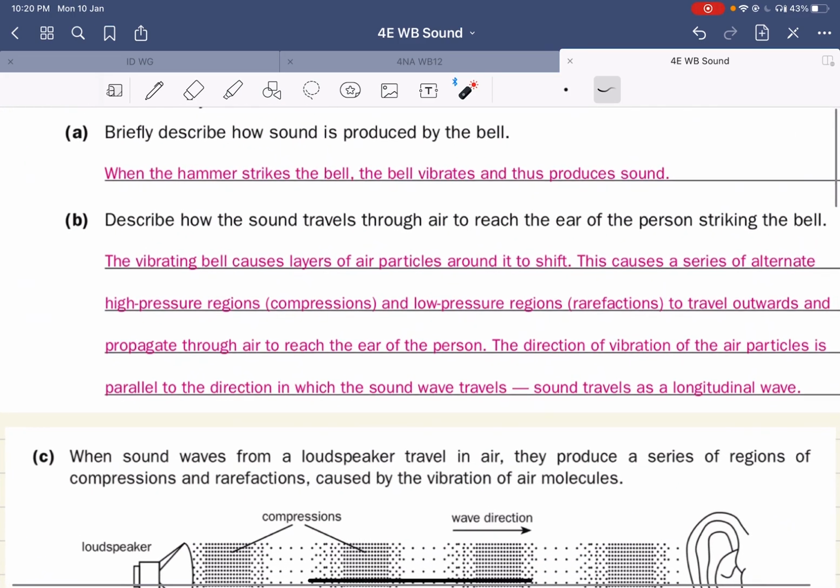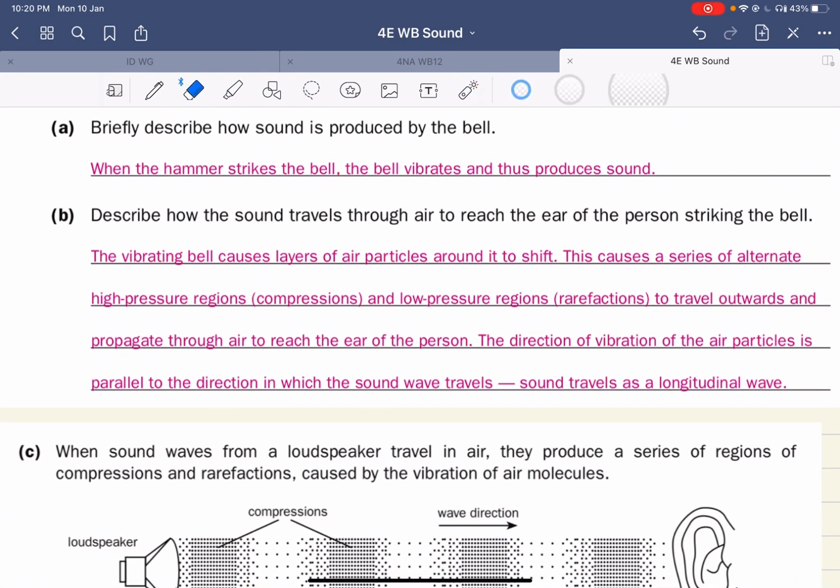So in the answer, the entire sequence of action all starts because of the striking of the bell. So we can talk about how the vibrating bell causes layers of air particles around it to shift, so movement of the air particles. And this movement results in a series of alternate high pressure regions called compressions and low pressure regions called rarefactions. Notice that we drop in the keywords compression and rarefaction.